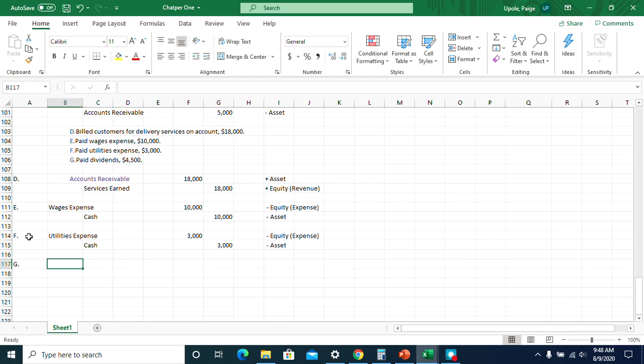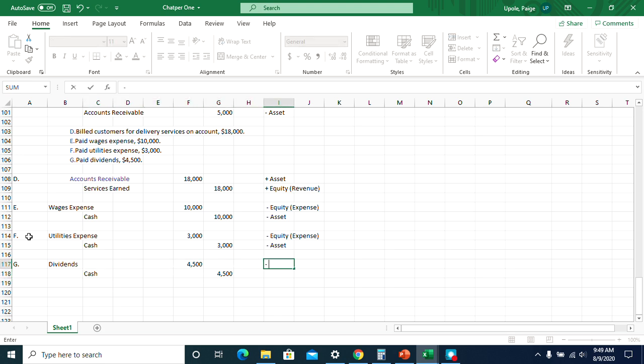And then lastly, we paid dividends of $4,500. So dividends are a type of expense. They decrease equity. And I pay them with cash. So here I'm, again, decreasing equity in the form of dividends expense, and then I'm also decreasing an asset of cash.